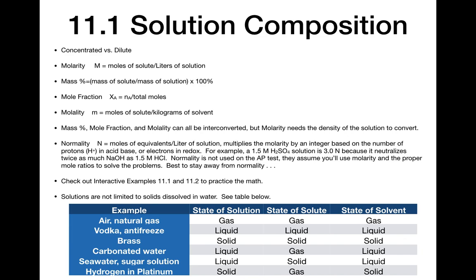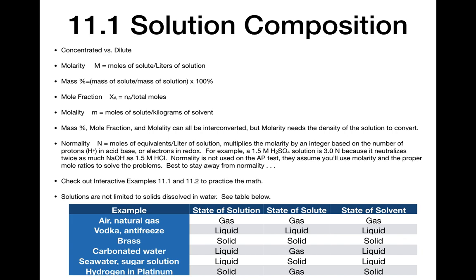An example of a normality would be if you had 1.5 molar H2SO4. Since H2SO4 has 2 protons and neutralizes twice as much base as HCl, 1.5 molar H2SO4 would be called 3.0 normal H2SO4 because of its double power to neutralize base.